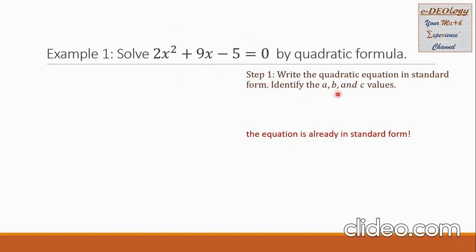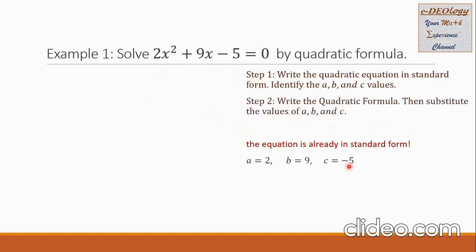Identify now the a, b, and c values. So we will collect the a, that is the coefficient of x squared, it is 2. We collect now the b, the coefficient of x, and that is 9. And the c is the constant, negative 5. Step 2. Write the quadratic formula. Then substitute the values of a, b, and c.